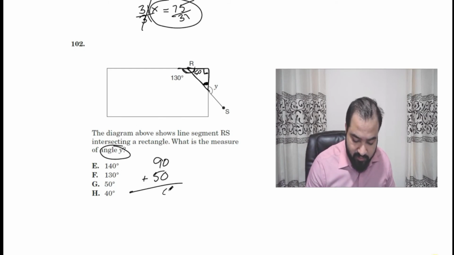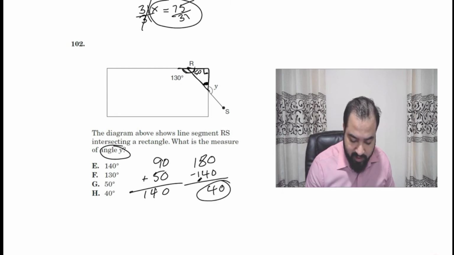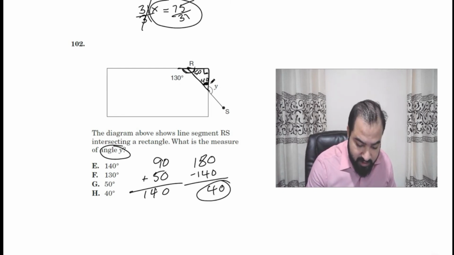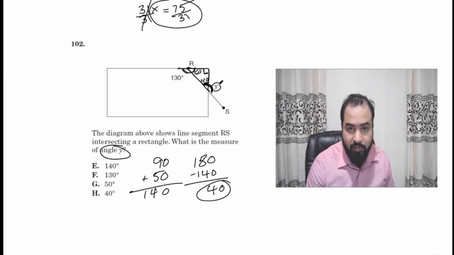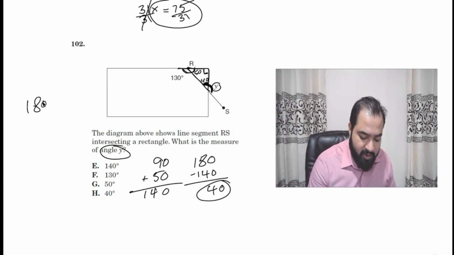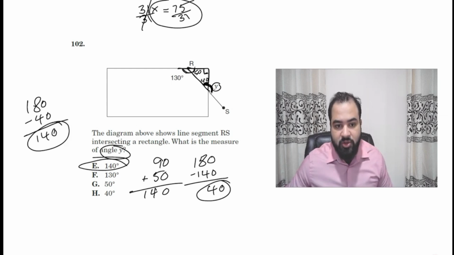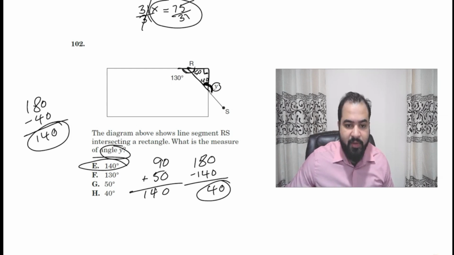That adds up to 140 degrees, and all three should be equal to 180. So 180 minus 140, we get 40 degrees. So this angle here is 40 degrees. Now guess what angle Y is then? They both together here make 180, so angle Y will be 180 minus 40, which is 140 degrees. That's it. So 180 degrees, the three angles of a triangle.